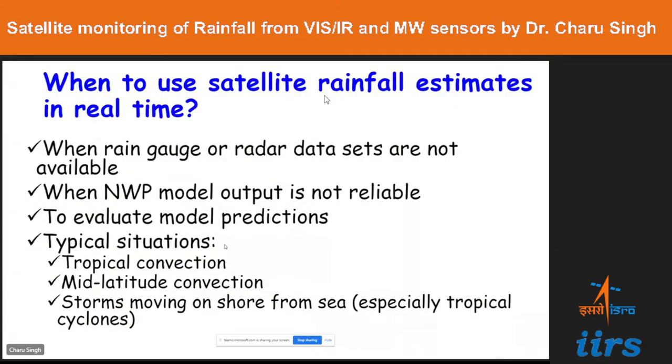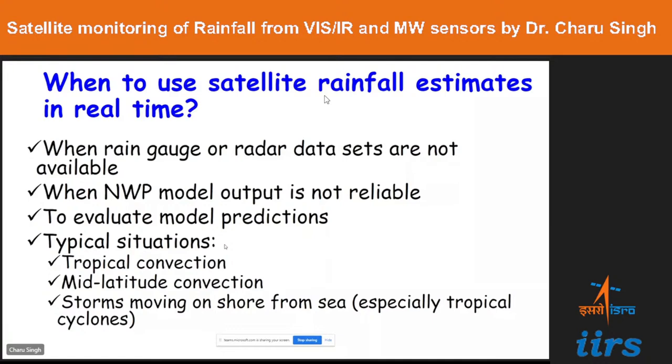Now, when to use satellite rainfall estimates in real time? When we don't have the rain gauge or radar data sets available, or when the NWP model output is uncertain. Suppose we are running the model and we are not sure whether the output is reliable or not, we may go for the rainfall estimates from the satellites. For the evaluation of the model output or the model prediction, we can use the satellite-based rainfall data sets.